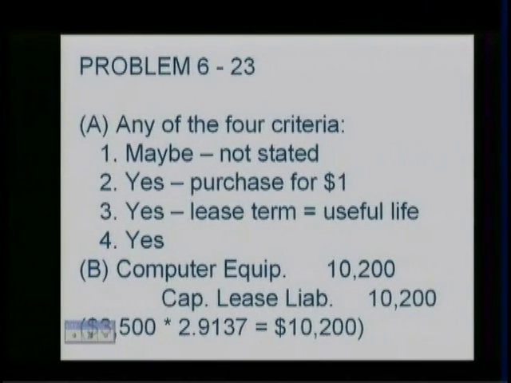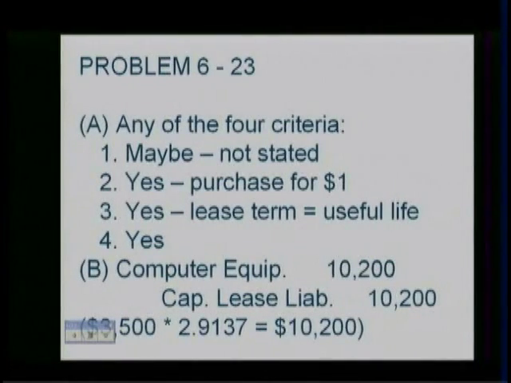But just to prove that the rest of the criteria are true, if you look at 3, the lease term is the same, 4 years, as the useful life of 4 years. So that criteria is met. And then we need to look at the present value of the minimum lease payments. And we're not going to discuss how we computed that right now, but the present value of the minimum lease payments is $10,200. So it's the same as the value of the asset. So in reality, 3 of the 4 are yeses.